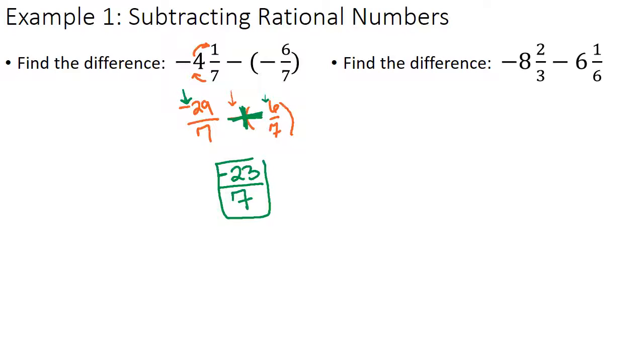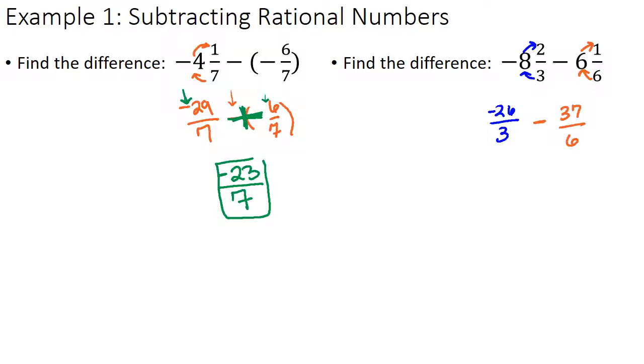Then for the second problem, again, I need to turn these mixed numbers into improper fractions. 8 times 3 is 24, plus 2 is 26, so this is negative 26 over 3. Over here I have 6 times 6 is 36, plus 1 is 37, so I have 37 over 6. And I see that this negative 26 over 3 is subtracting that 37 over 6.